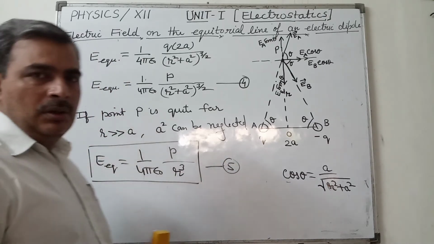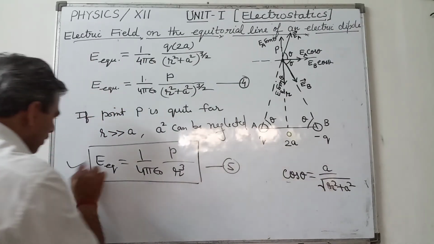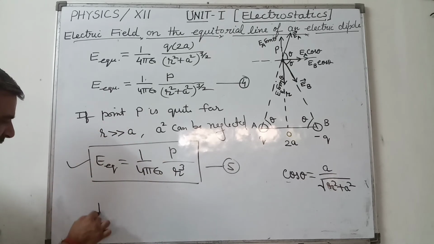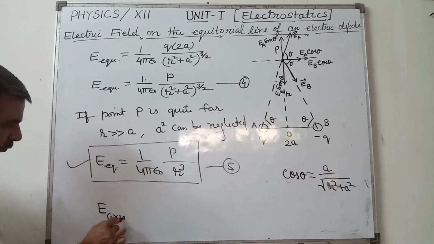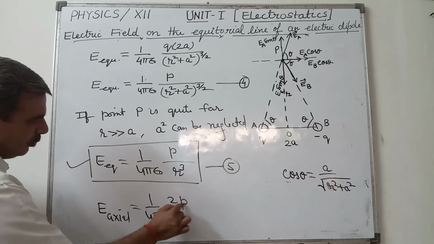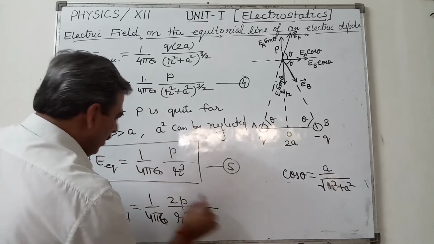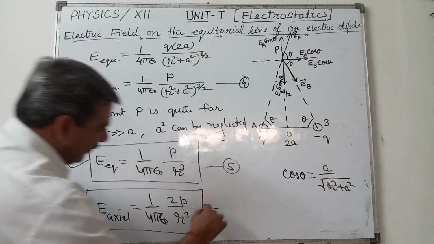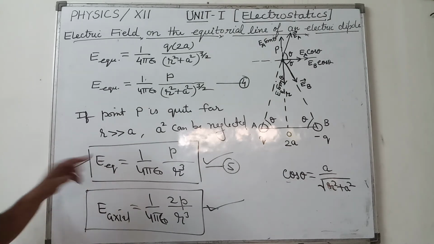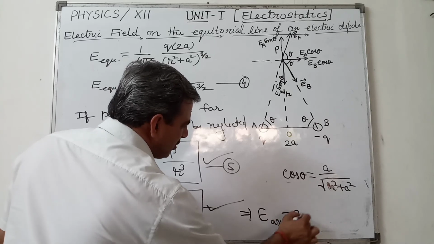I think it is clear. So note one thing, that you have E equatorial as 1 over 4 pi epsilon naught P over R cube. And in the previous lecture, we derived an expression for E axial, which was 1 over 4 pi epsilon naught 2p over R cube. So what you can note from here? This is from the previous lecture. So if you compare these two equations, you have E axial is twice E equatorial.